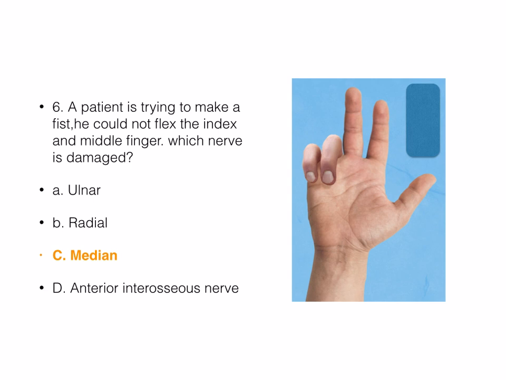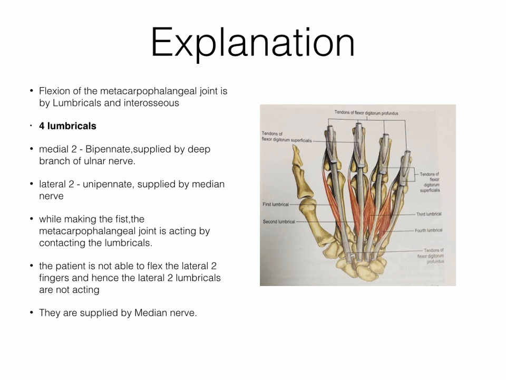Now, metacarpophalangeal joint is flexed by the lumbricals. The action of lumbricals is flexion of the metacarpophalangeal joint and extension of the interphalangeal joint. So this is very important. So all the four lumbricals already we know. Medial two lumbricals are supplied by the deep branch of ulnar nerve, and lateral two lumbricals are supplied by the median nerve. Okay, so this is how, see, the medial two are bipennate and the lateral two are unipennate. So this is a very important MCQ.